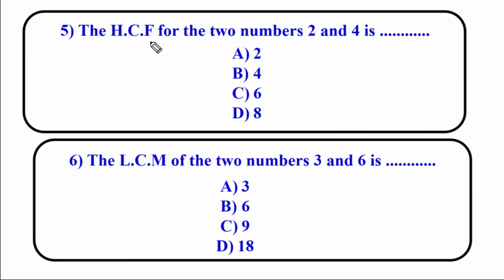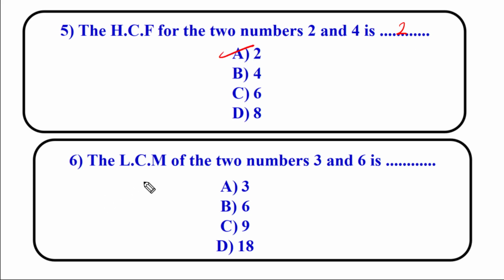Next, the HCF for the two numbers 2 and 4 is what, guys? Ask yourself, 2 and 4 are divisible by what? And this number is the greatest one, divisible by 2. So the GCF or the HCF of 2 and 4 is what, guys? It is 2. So the correct answer is 2.